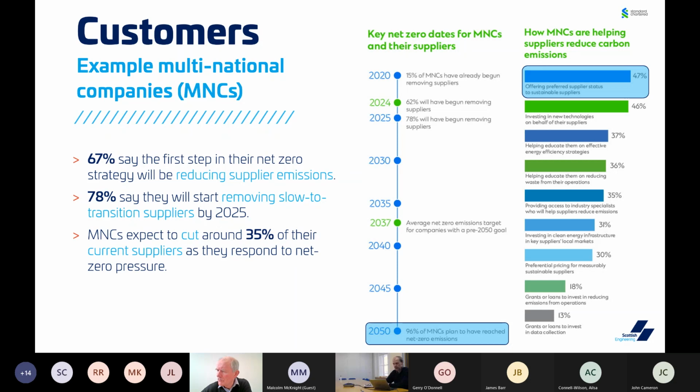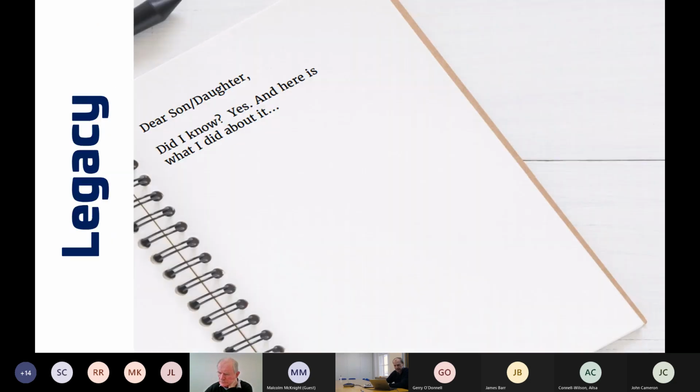Now, they are planning to offer help to those suppliers by giving them a preferred supplier status. And that would support the supplier in moving to net zero.